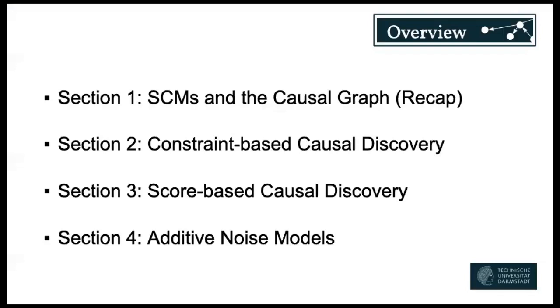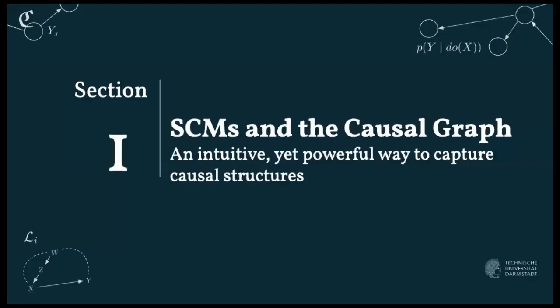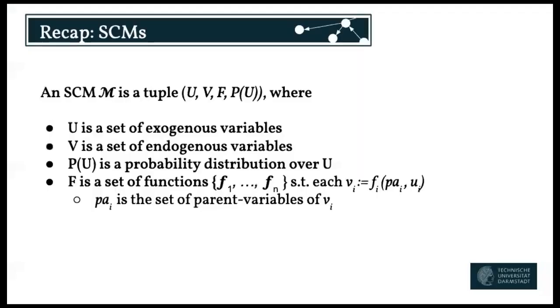And we're going to look at four sections here. First, we have a brief recap on structural causal models and how they relate to causal graphs. Then we're going to look at constraint-based causal discovery, just giving an intuition and an example, and the same for score-based and additive score-based causal discovery and additive noise models. So let's start with the brief recap.